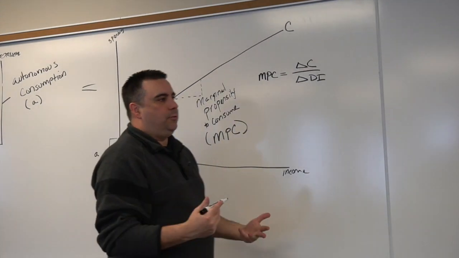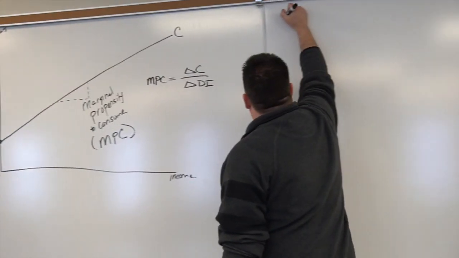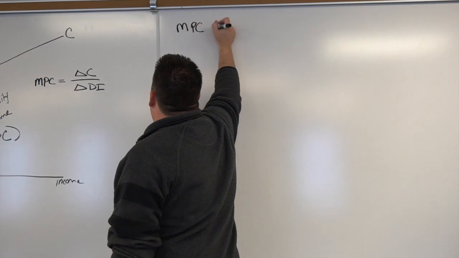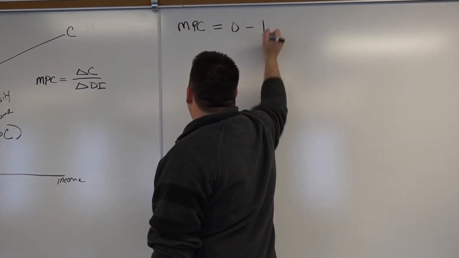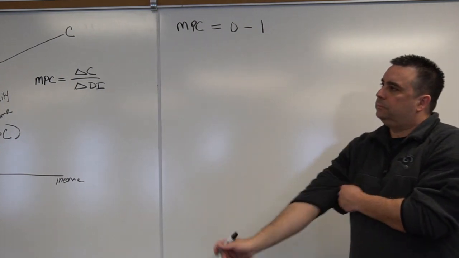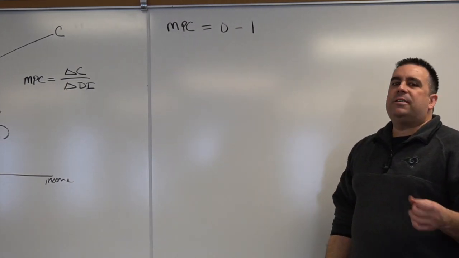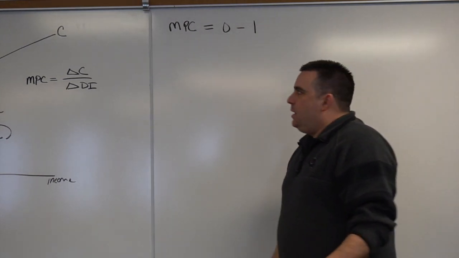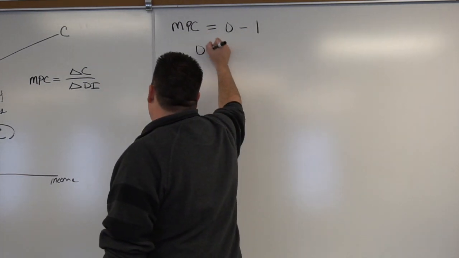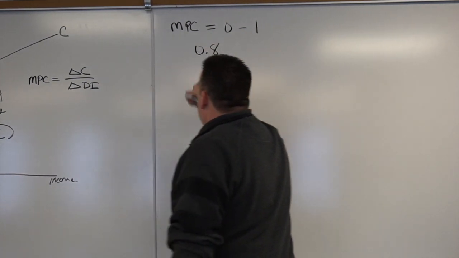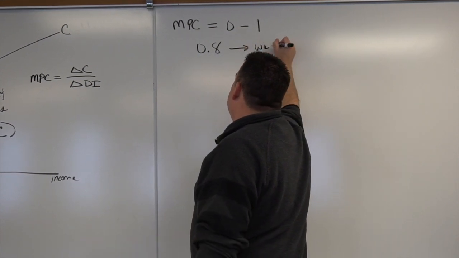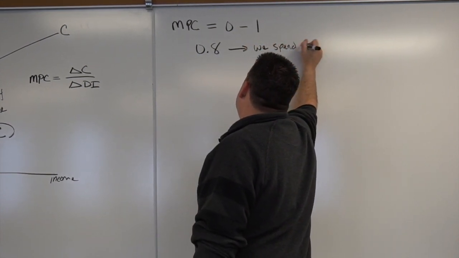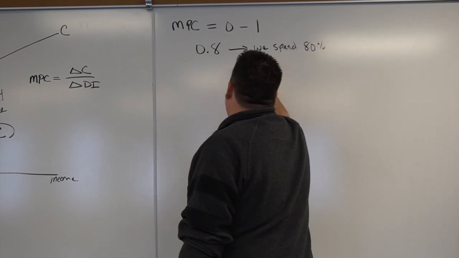In terms of results, our MPC is always going to be depicted as a value between 0 and 1. And it effectively represents a percent. So if you get, say, 0.8 as your answer, effectively that's showing that we spend 80% of our income.